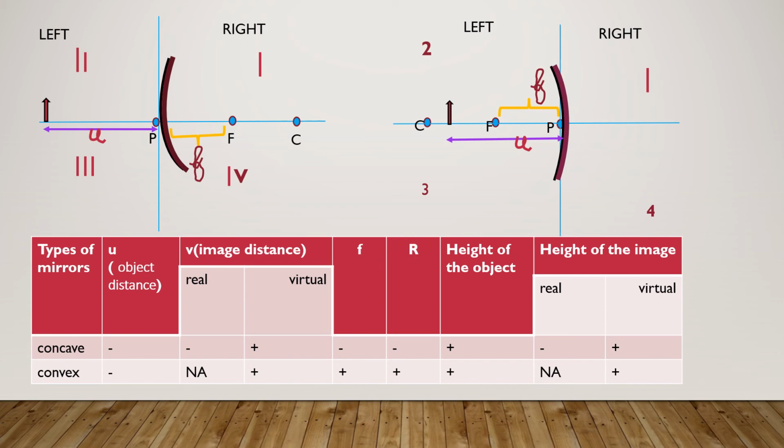Then height of the object is always positive, because we always place the object above the principal axis. Next, height of the image. If you have an erect image, that is virtual, then it will be positive. If you have a real image, then it will be inverted, that is, it will be below the principal axis. As a result, it will be negative. For convex mirror, you don't have real images, so NA is written. Okay, I hope it is clear.